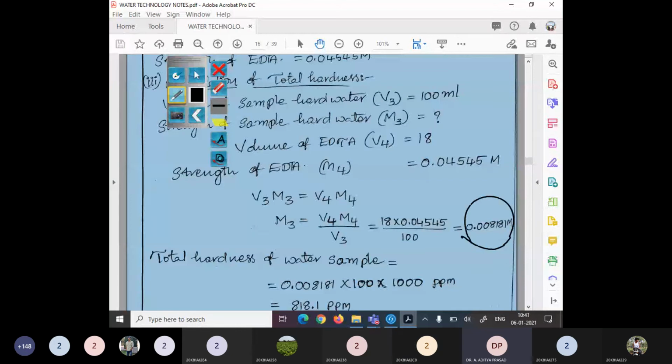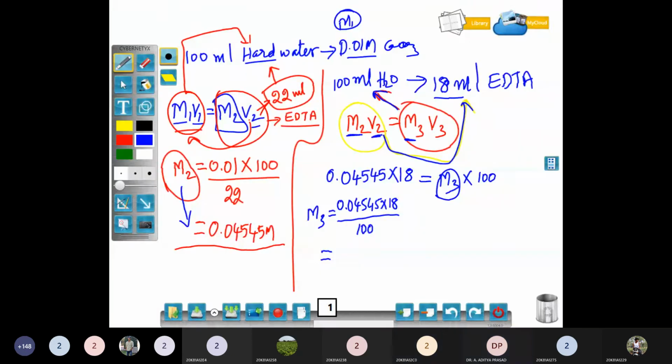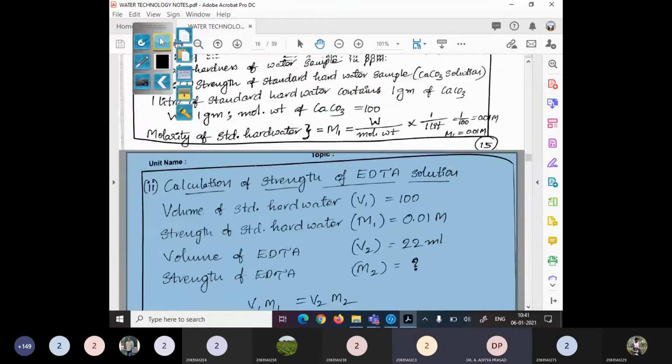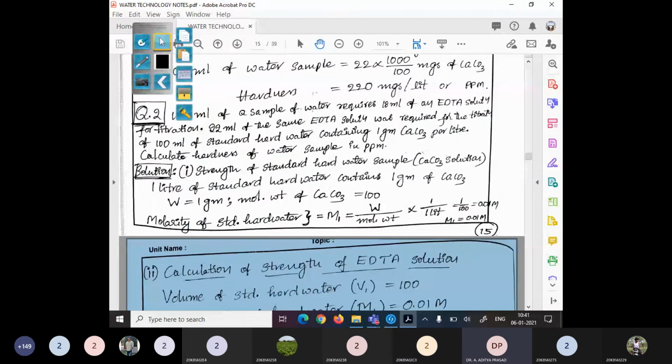0.0081. What is the molarity of this M3? M3 is for 100 ml of water sample. So what we need to calculate now? We need to calculate the hardness of water in terms of ppm.